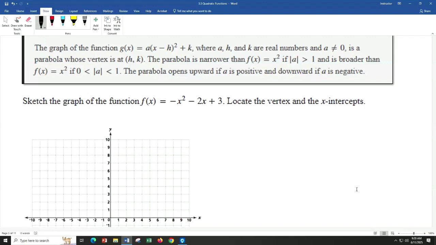So read this carefully. The graph of the function g of x is a, there's that constant, times x minus h squared plus k, where a, h, and k are real numbers and a cannot equal 0, is a parabola whose vertex, remember vertex, is either going to be the highest point on that parabola or the lowest point. It depends on which way it's going, right? Where h and k, that's the vertex. It's already given to you. They're already giving you the vertex in the formula.